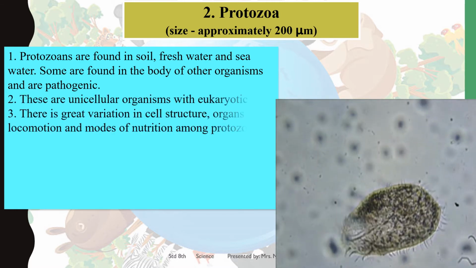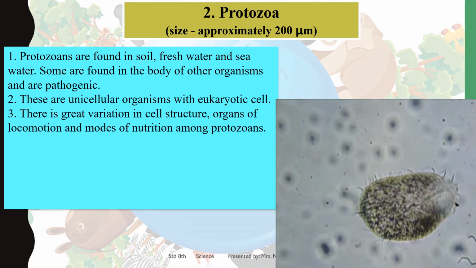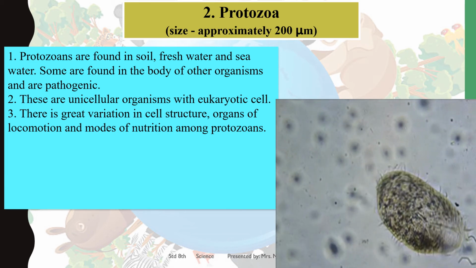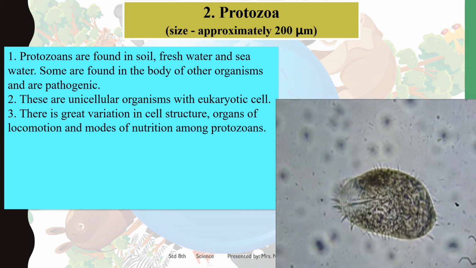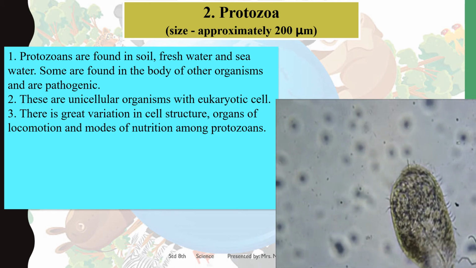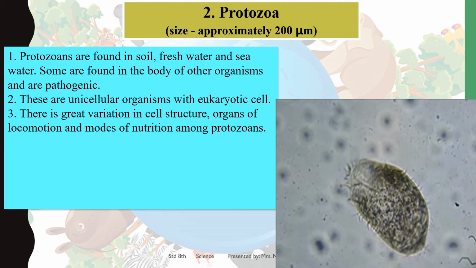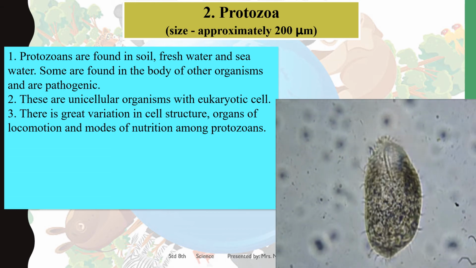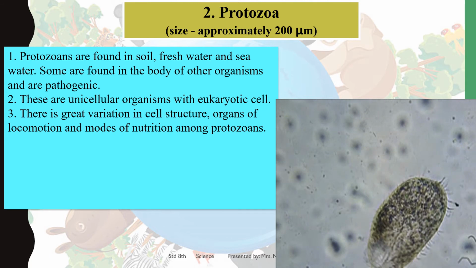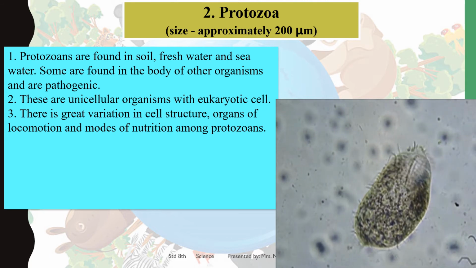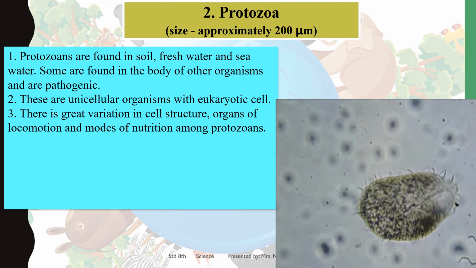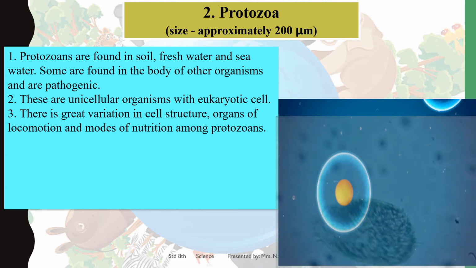Here you can see that it is moving. Now why is it moving? Because they have hair-like projections in order for them to move. So these are unicellular organisms with eukaryotic cells. There is a great variation in cell structures here because organs are there for locomotion and mode of nutrition among protozoa. Okay, they have these organs in them.